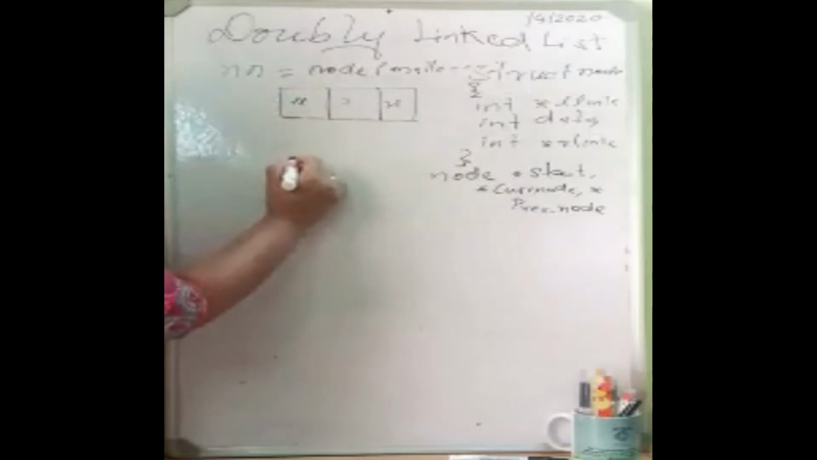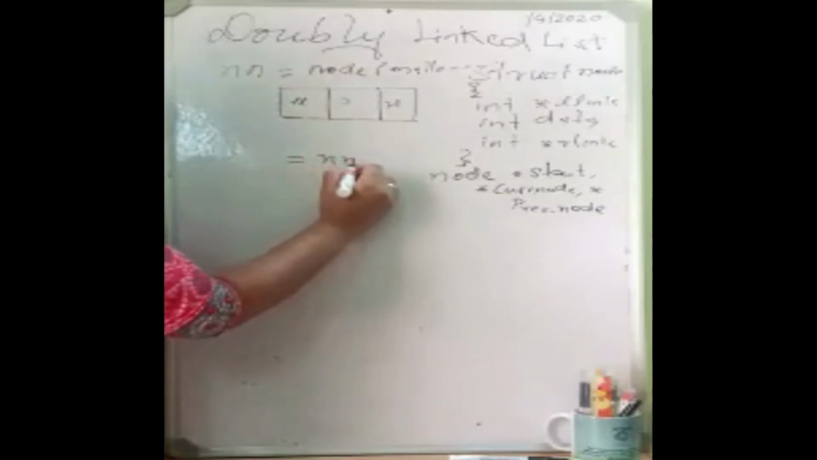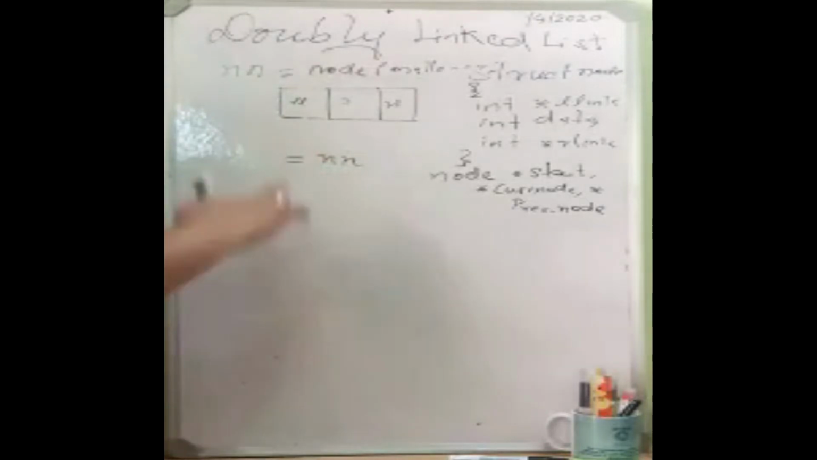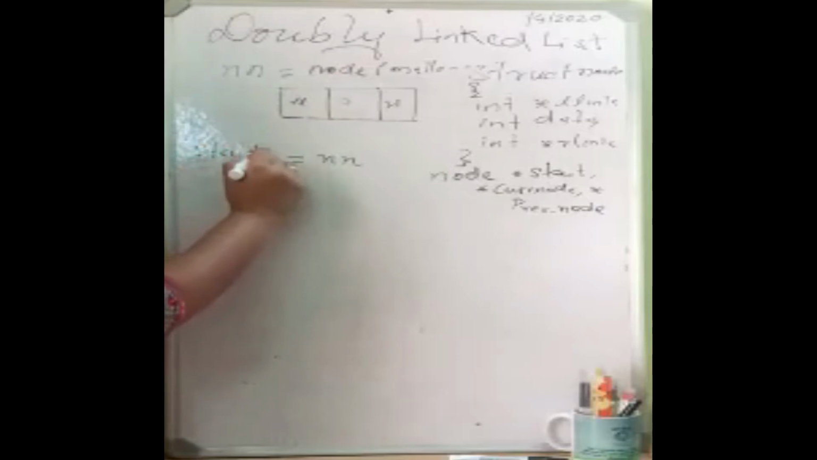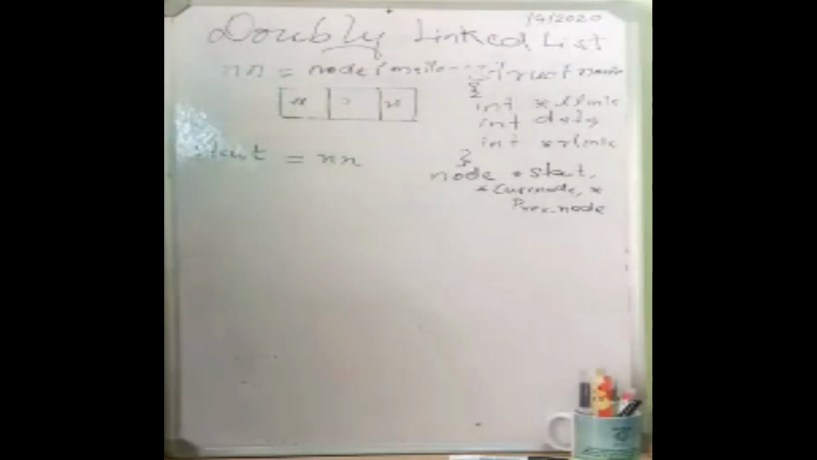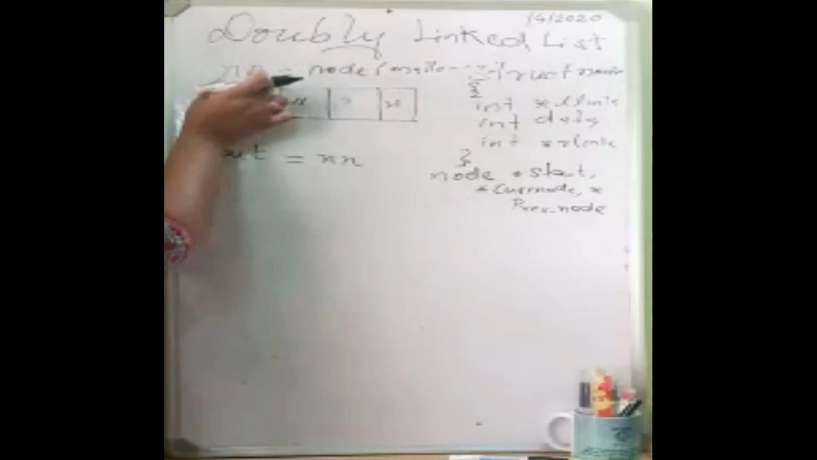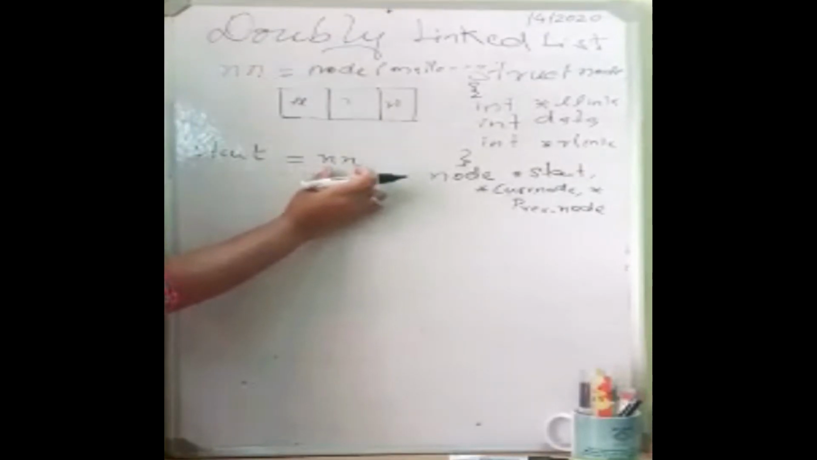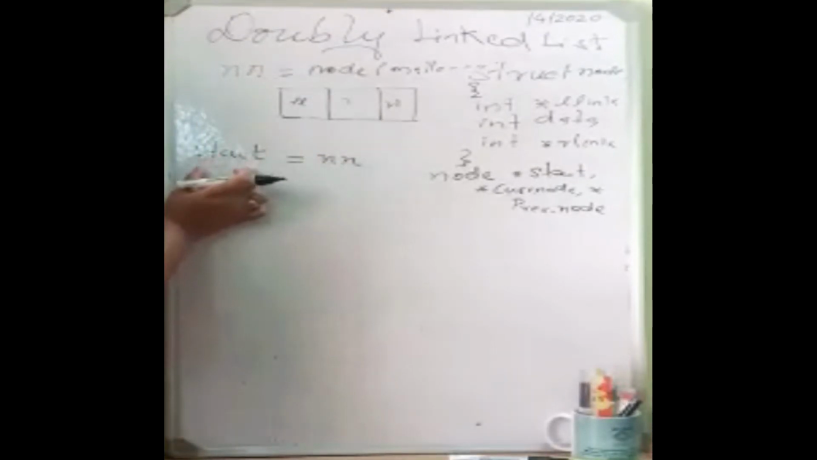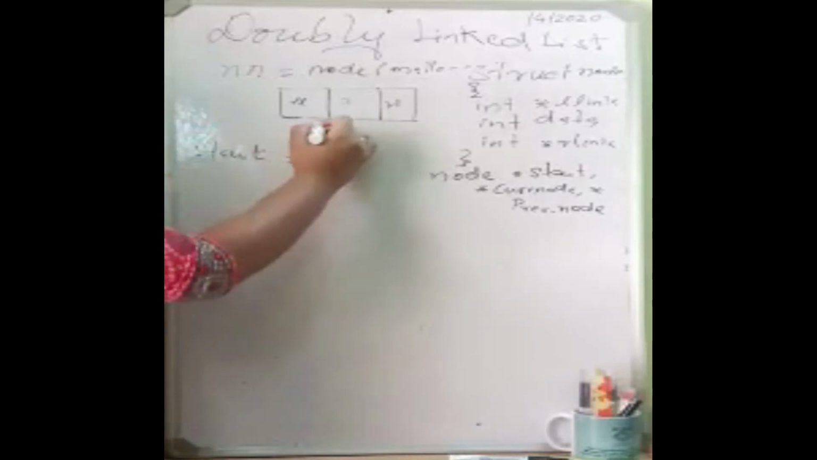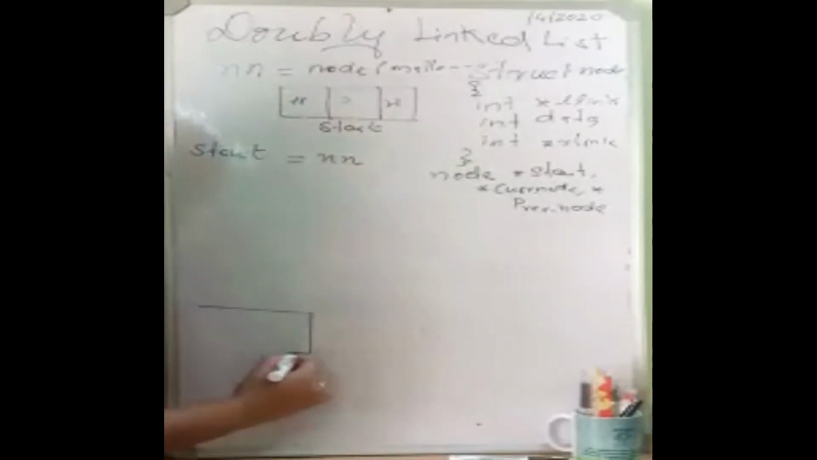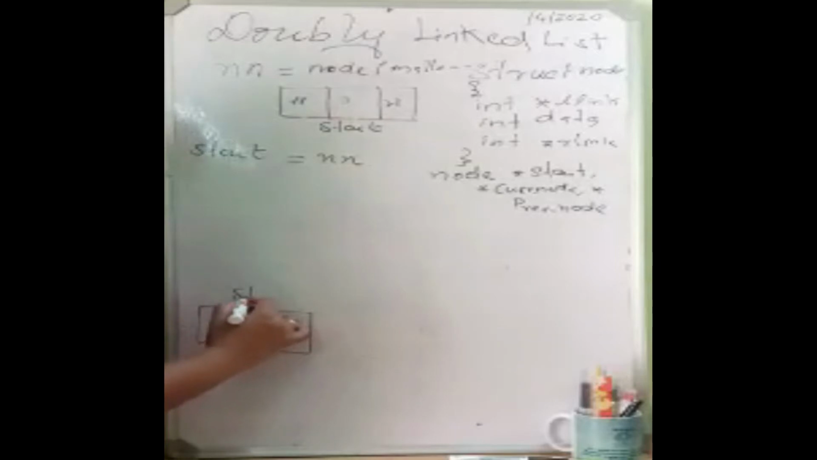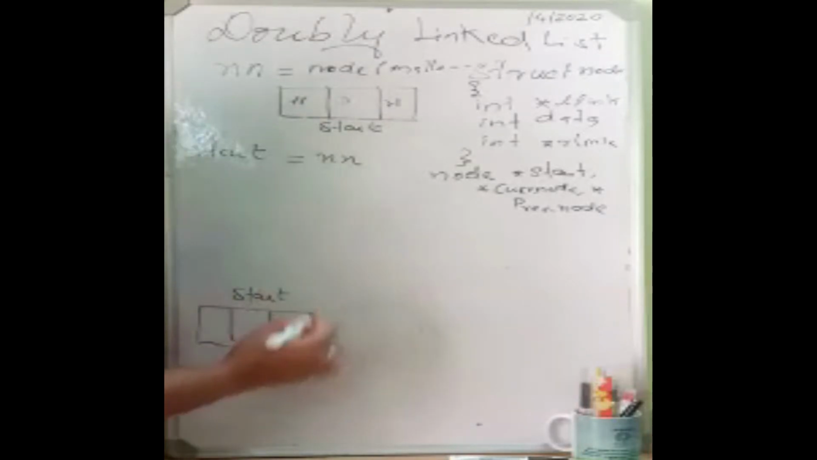So now I have a new node, right? The first new node, I'll name it as start. So one new node I'll take from here, and that node I will assign to one more pointer called start, right? Now this is your start. I'll write here: the first new node, I'll name it as start.